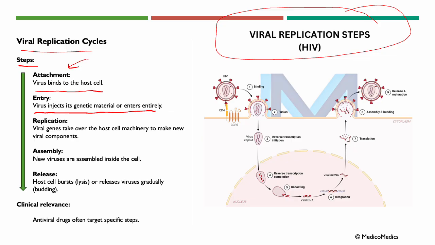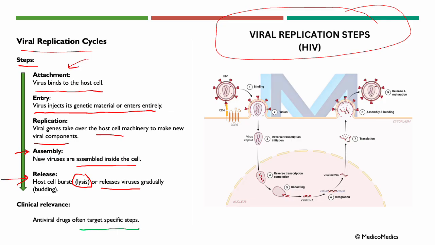After that, we have replication. So viral genes take over the host cell machinery to make new viral components. Then we have assembly. So new viruses are assembled inside the cell. And finally, release. So the host cell bursts, also called lysis, or releases viruses gradually. And what is important here is that antiviral drugs often target specific steps. That's why you need to remember all of these steps.